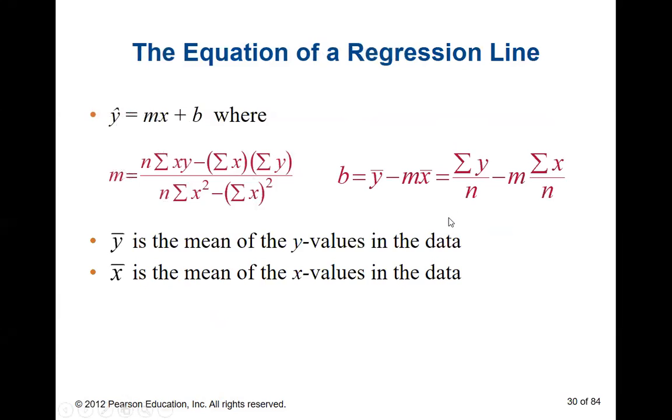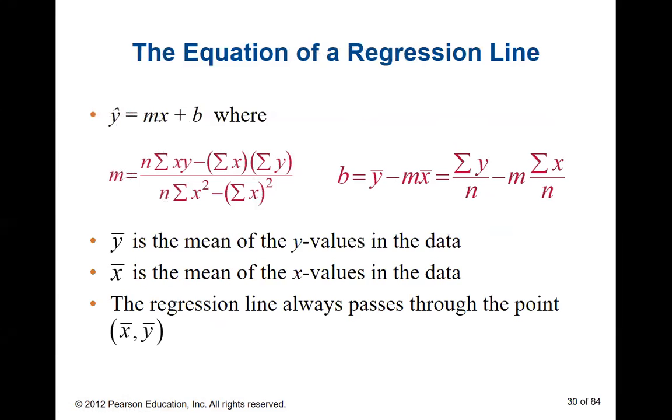Now, once you have that, to get the b, which is your y-intercept, you're going to have to take the sum of the y's divided by how many pairs you had, minus your slope times the sum of the x's divided by how many pairs you had. That's a lot of work, guys. That's a lot of work.